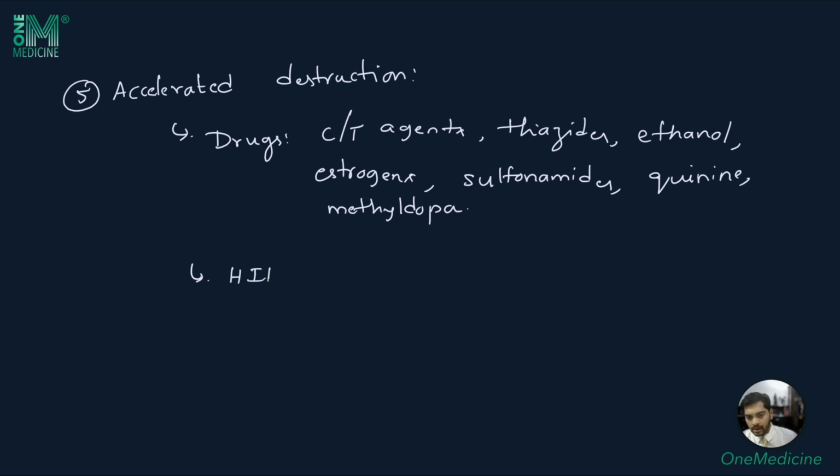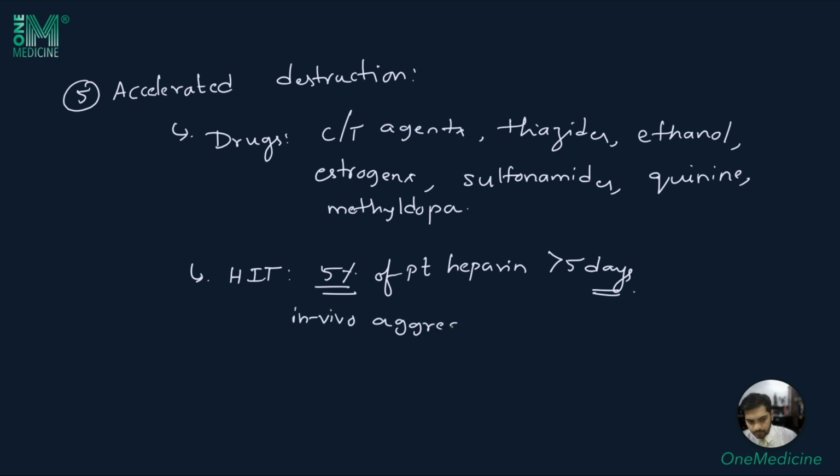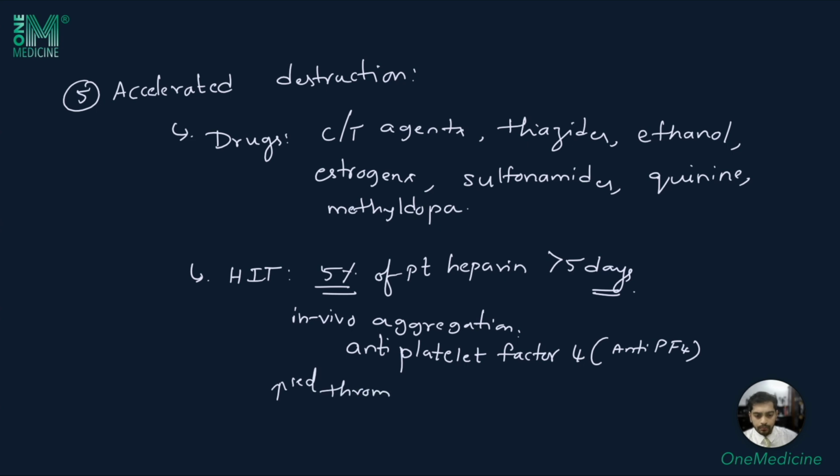Accelerated destruction include heparin-induced thrombocytopenia. This is usually seen in approximately 5% of patients receiving heparin for more than 5 days. This usually happens due to in vivo aggregation from anti-platelet factor 4, or anti-PF4 antibodies. Even though this is a thrombocytopenia, there is an increased risk of thrombosis, and arterial and venous thrombosis can be seen in such patients.